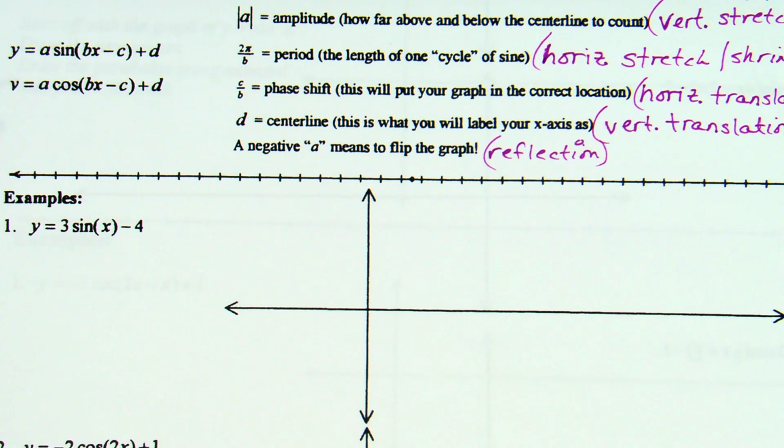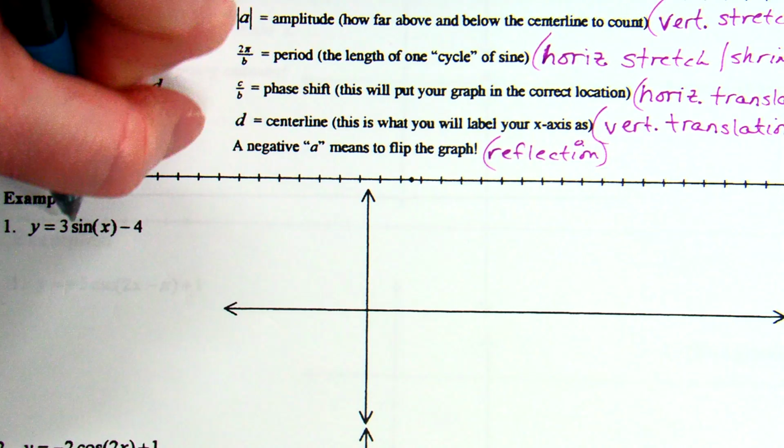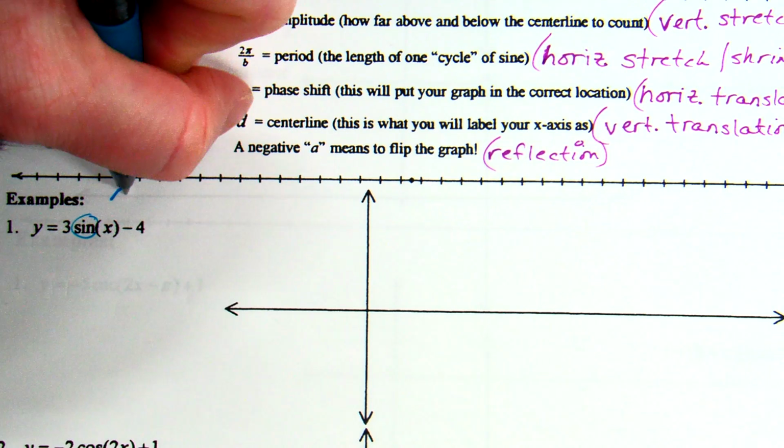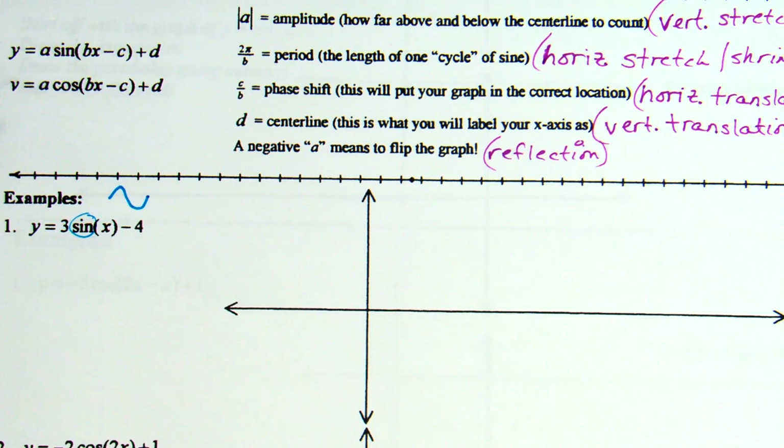So, first thing I'm going to pay attention to is the fact that this is a sine graph. What's a sine graph look like? Starts in the middle, makes a mountain, goes back through, makes a valley. Okay, that's not the greatest picture right there, but that's just kind of what my brain's thinking right now. Okay, this is a sine graph, this is what I'm going to draw.